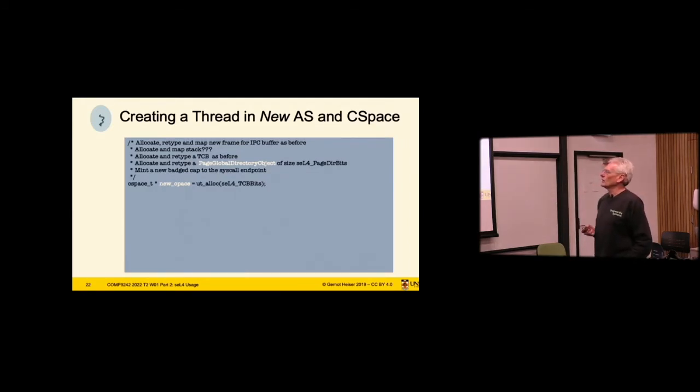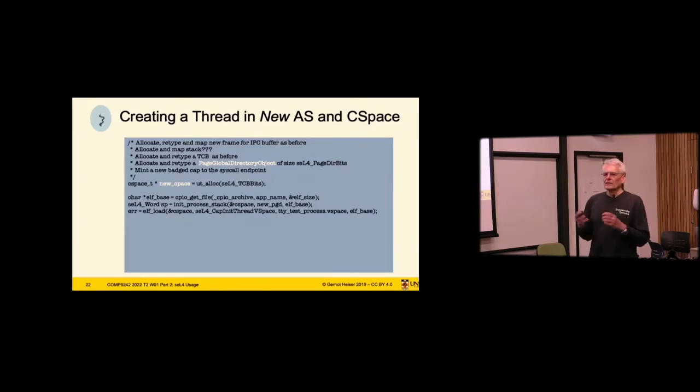So we create a new C space by retyping some untyped. And then we need to set up the new executable. Presumably this new thread has a new image, so copy that from your image that contains all the preloaded data. Set up a stack, copy the executable text into the text segment, and then do the configure call, specifying the instruction pointer, which you extracted from the ELF file.